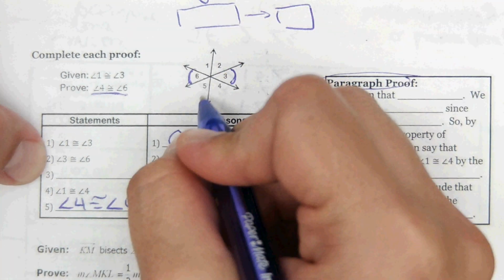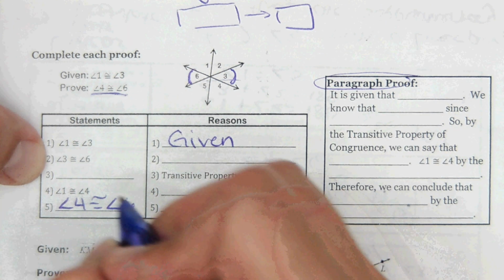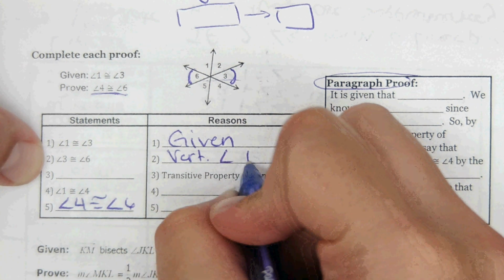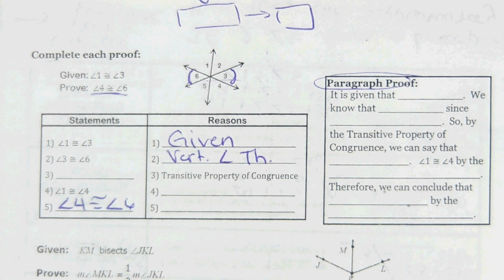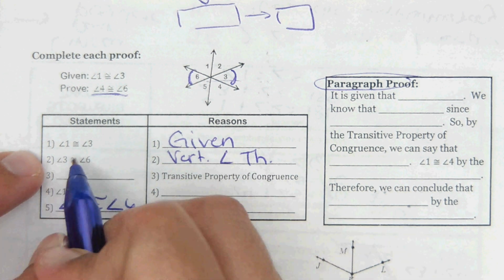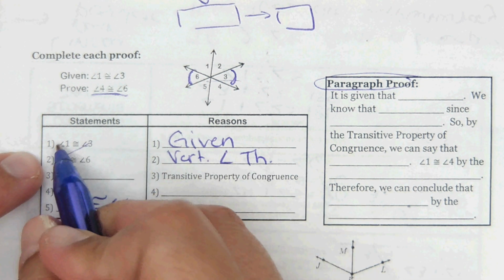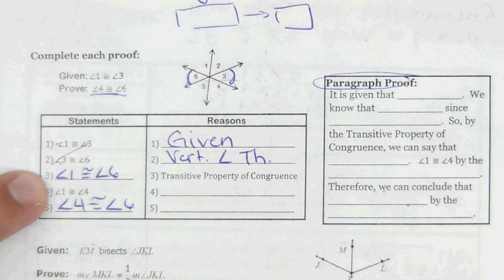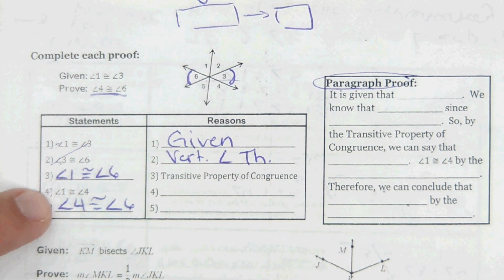Okay. So, from here, it says angle 3 is congruent to 6. So I'm looking at the picture, okay, 3 right here and 6 right here. Those are vertical angles. So the reason why 3 is congruent to 6 is vertical angle theorem. Then the next reason, it says transitive, so I'm looking at what I have here. Well, this is equal to 3 and this is equal to 3, so therefore 1 would equal 6. Angle 1 is congruent to angle 6 via transitive.